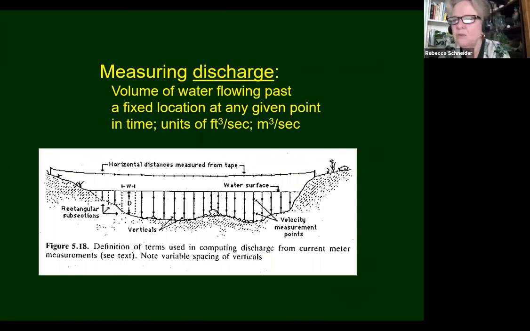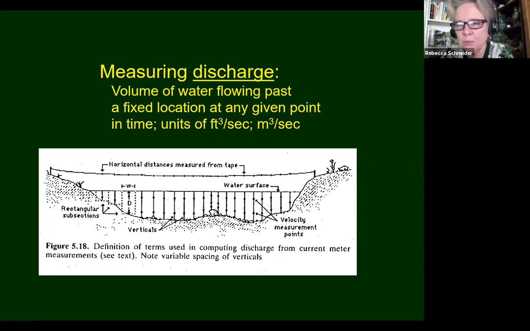In a stream, we do the same thing effectively. We want to know the velocity, so we use a flow meter, and basically you could throw a lemon in the creek and measure how long it takes to go a certain distance. But we use a piece of equipment to give us a more precise measurement. And then we need the cross-sectional area. So we measure the width of the stream and the depth, and if you multiply those two together, you get an estimate of the cross-sectional area.